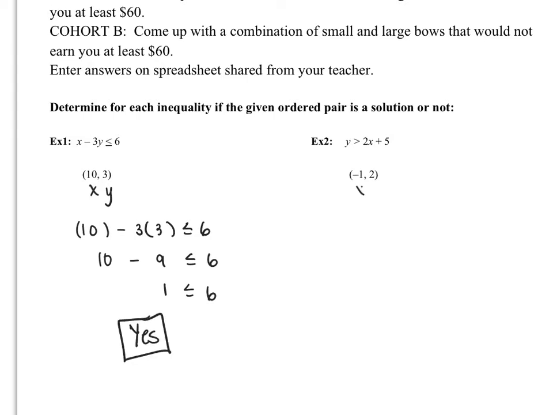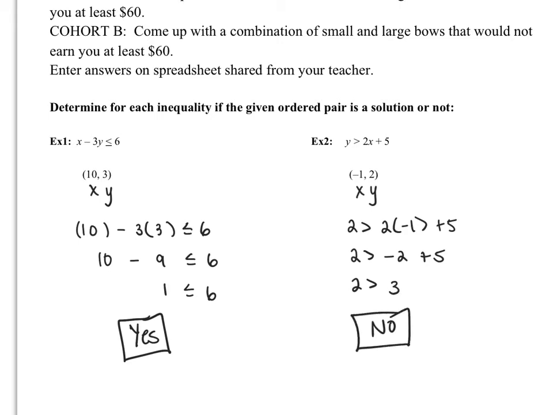Similarly, on example 2, I'm going to replace y with 2, x with negative 1, and I'm going to see if this makes the inequality true or not, which would get me 2 is greater than 3, and since 2 is not greater than 3, then no, the ordered pair (negative 1, 2) is not a solution.